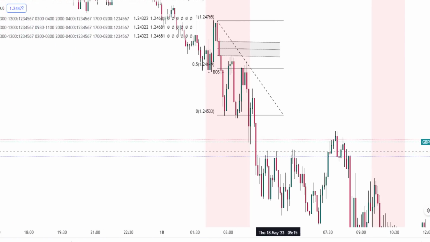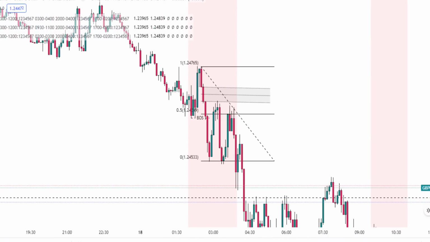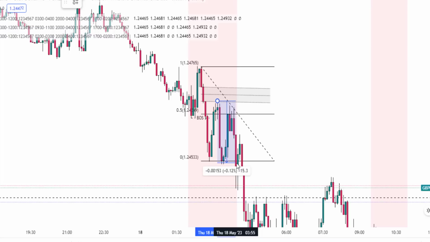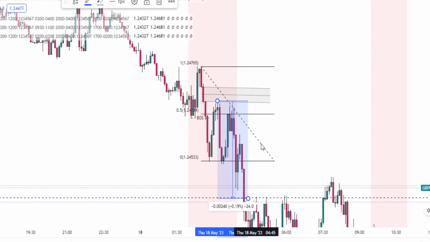And once you take your measurement tool, this particular one, let me show you that, this one, and you measure from here to here, you already have somewhere around 15 pips. And then if you bring it down to this place, almost 24 pips. So that's basically what ICT meant by that.